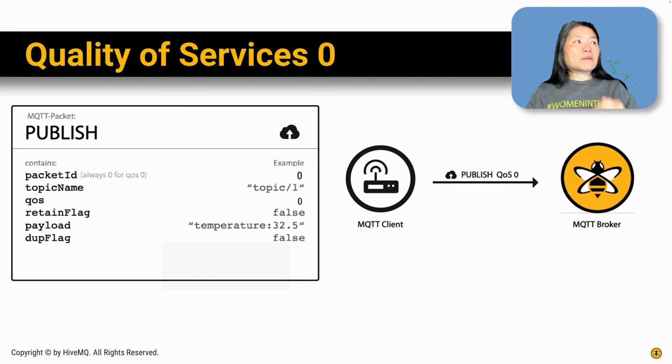So in a publish scenario, as you can see, packet ID would be 0 because I don't really worry about receiving anything back. There's no need for it, so no need to identify. I just send it, and I indicate my QoS is 0 in this case. For example, I don't want to retain the messages and payload. This is what it is.